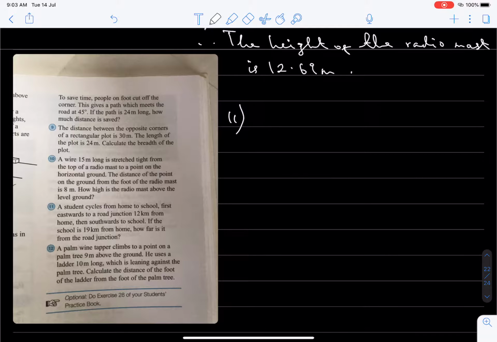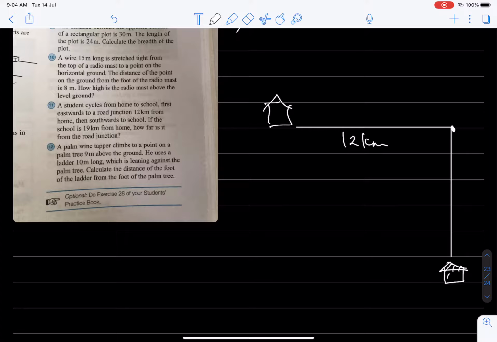If this is school, for example, they said, okay, let that be school. If the school is 19 kilometers from home, this is school. 19 kilometers from home will be the distance from this point to this point. This is home, and this is school. S for school, and H for home. The school is 19 kilometers from home. That means the distance from H to S is 19 kilometers. And we already know that from home to the junction is 12 kilometers. Let's call this junction J.